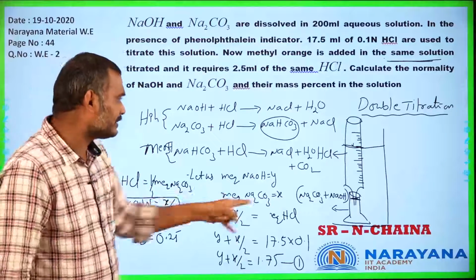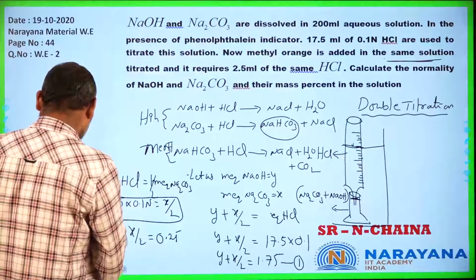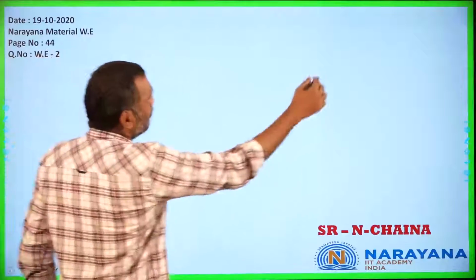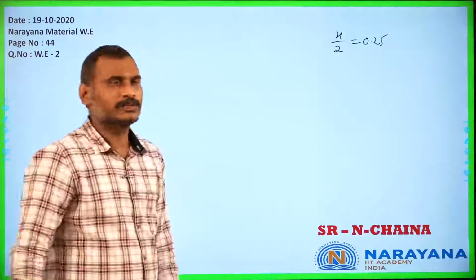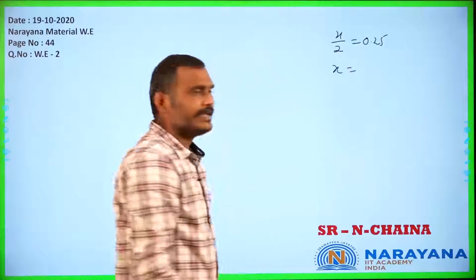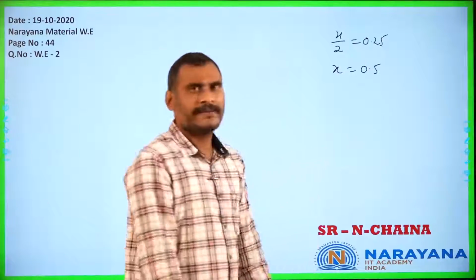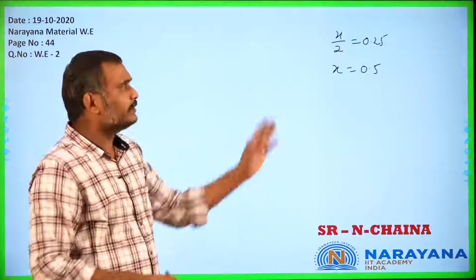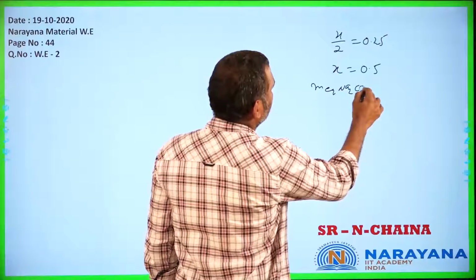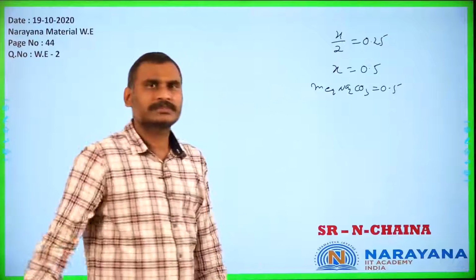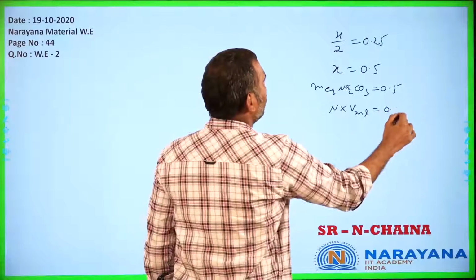X by 2. X is nothing but what? Milli equivalence of sodium carbonate. Now you go for that next continuation. You got it that X by 2 is equal to 0.25, that is X is equal to 0.25 into 2, 2 twos are 0.5. That is nothing but milli equivalence of sodium carbonate is equal to 0.5. Milli equivalence of sodium carbonate means normality into volume in milliliter is equal to 0.5.